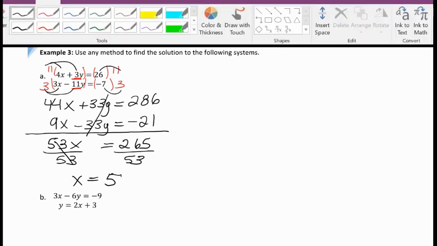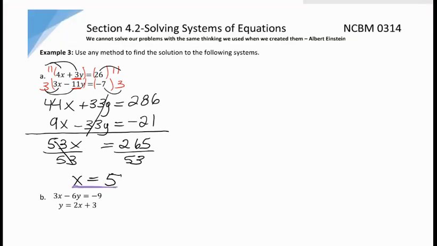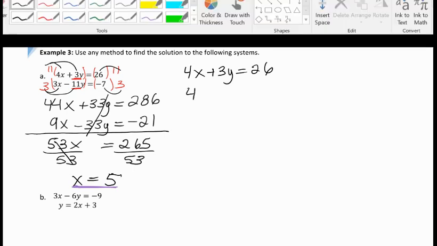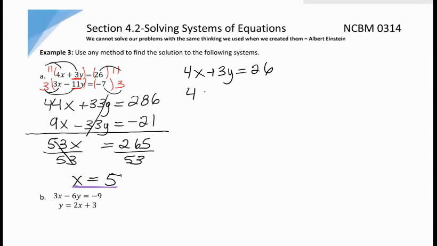Okay. So now that we found the value of x, we can go ahead and plug it into either of my original equations. I'm going to use the first one. So we have 4x plus 3y equals 26. So 4 times x, but we know the value of x is 5. So 4 times 5 plus 3y equals 26. 4 times 5 is 20. So we have 20 plus 3y equals 26.